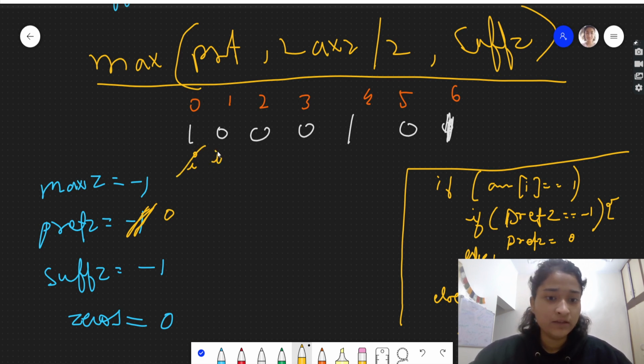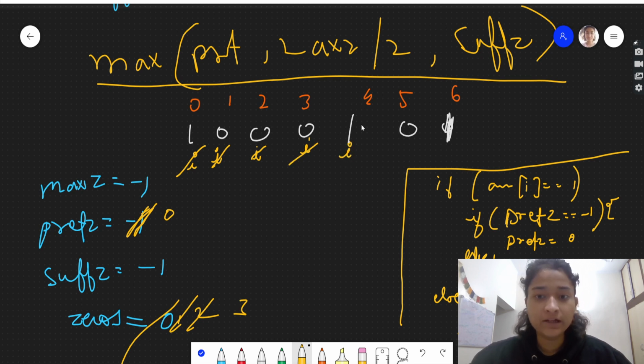So then just move i. We have 0, so we'll increment the zeros variable, it will become 1. Then again we get 0, increment, this becomes 2. Again we get 0, make it 3. Then we get 1. So we will go in this if. Now the prefix zeros are not -1, so we will not go in this if, we'll go in else. Now what we need to do? We need to update our max zeros. So max zeros will be the maximum of the current value of max zeros and the zeros variable. So max zeros will become 3.